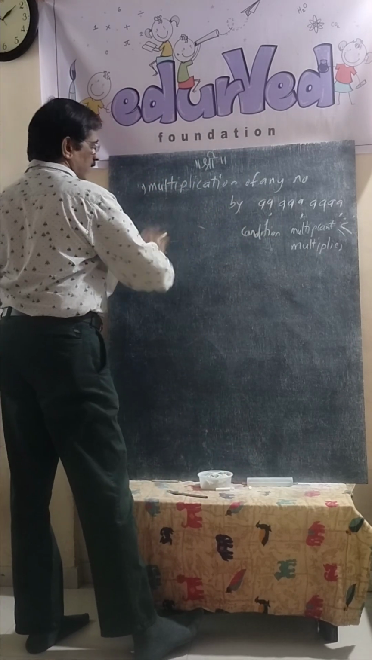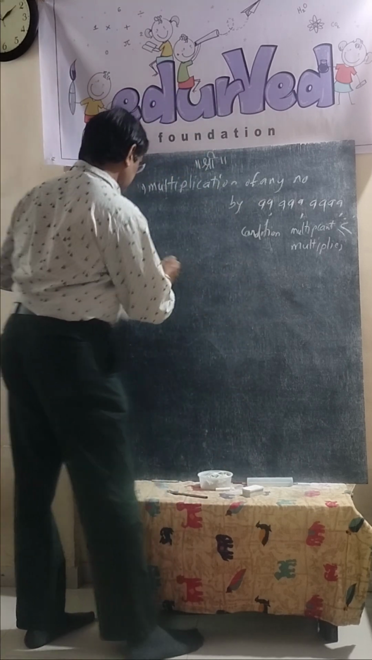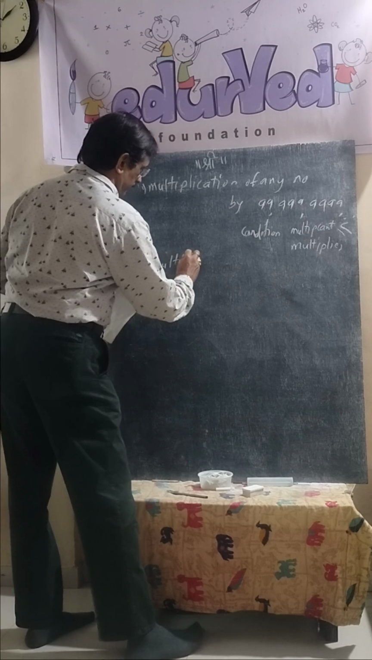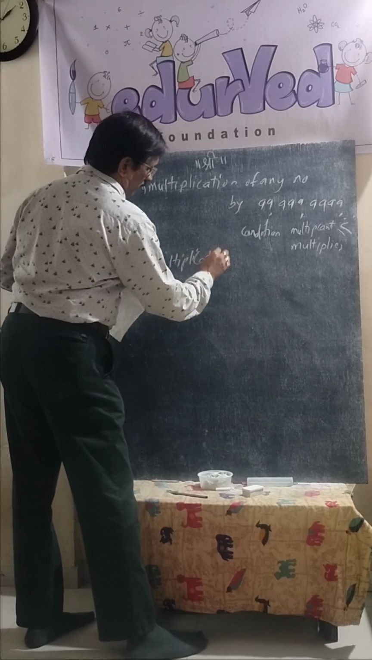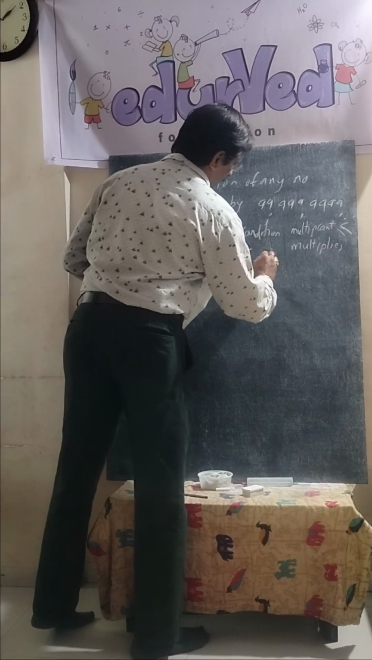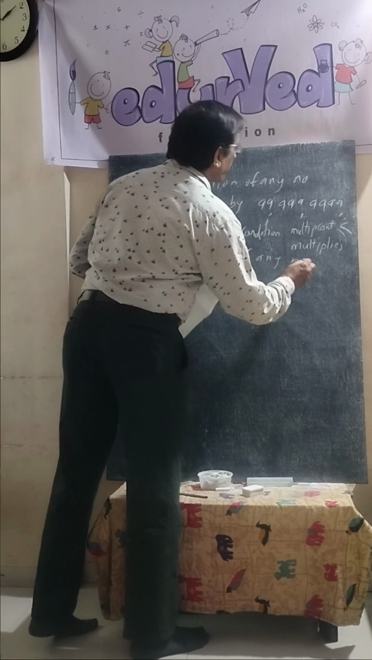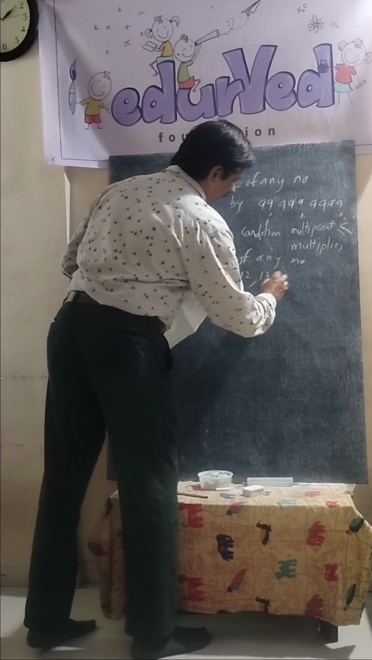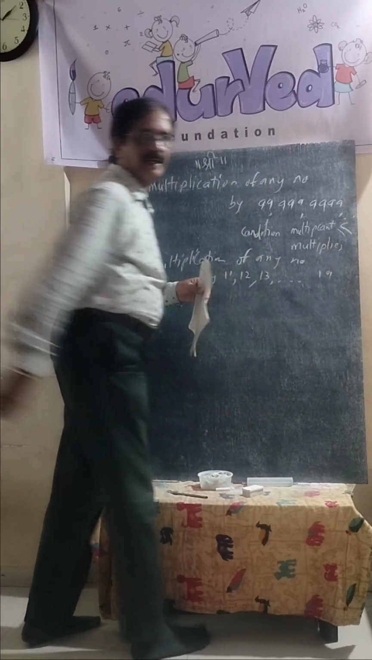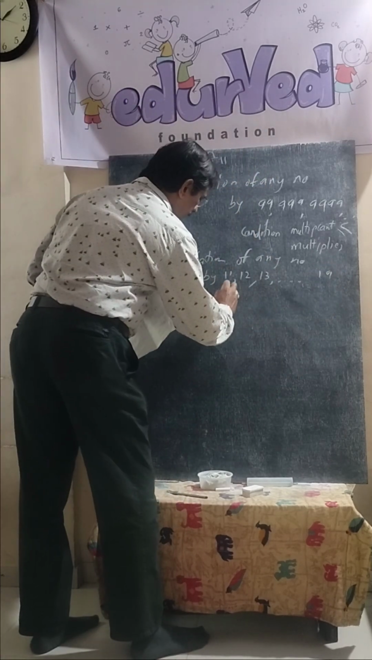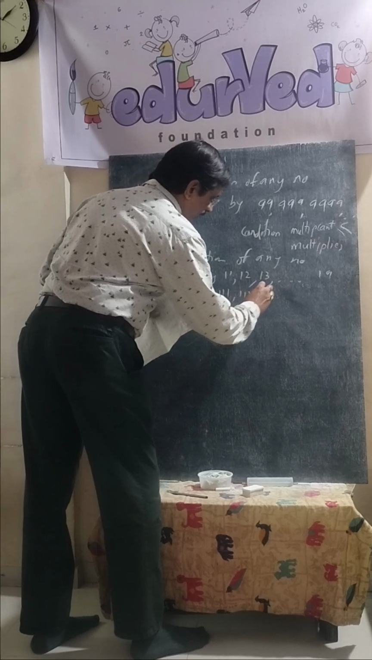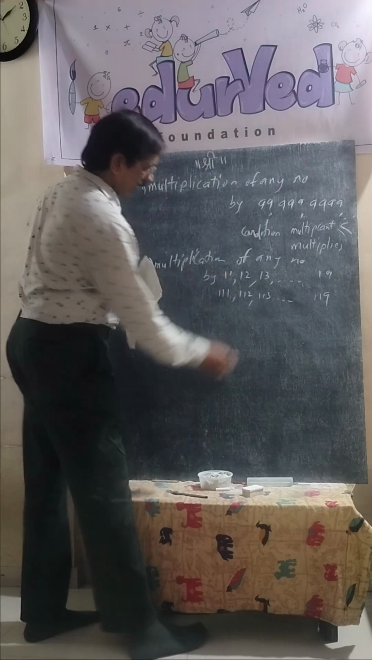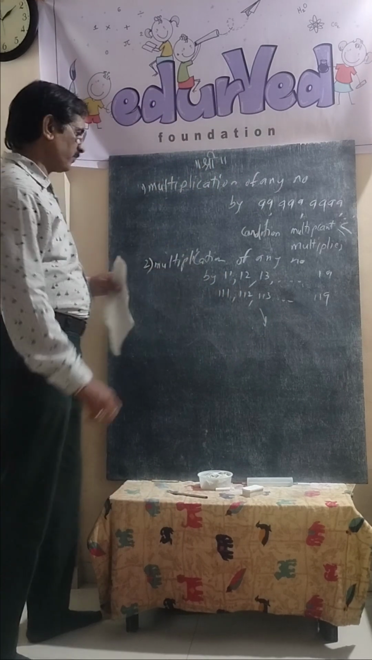Okay. Now the next type was multiplication of any number by 11, 12, 13, so on up to 19, or multiplication by 110, 112, 113 to 119, and likewise you can go further.